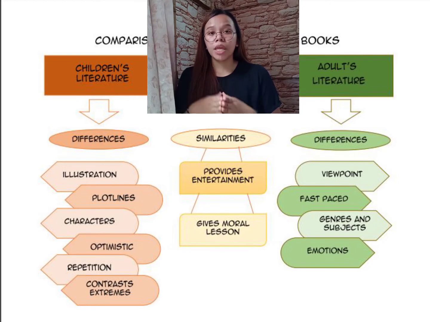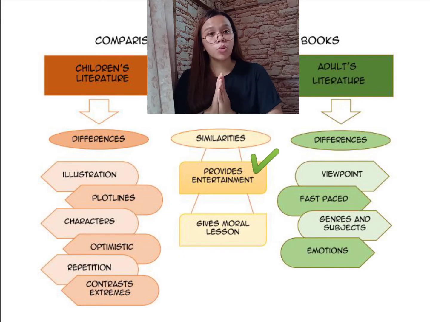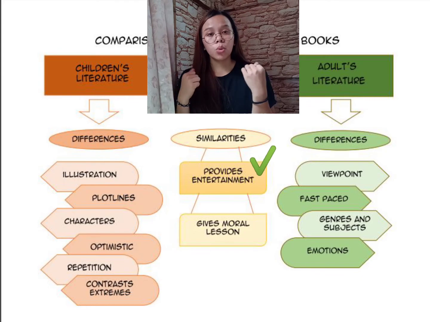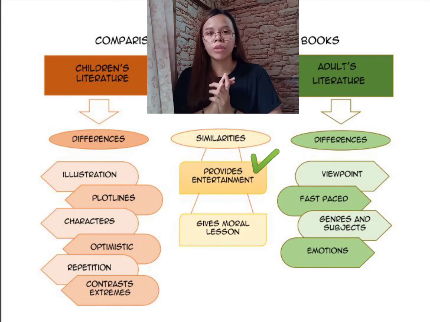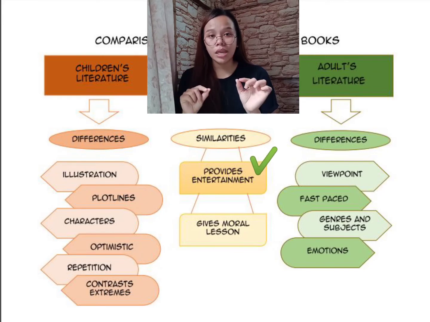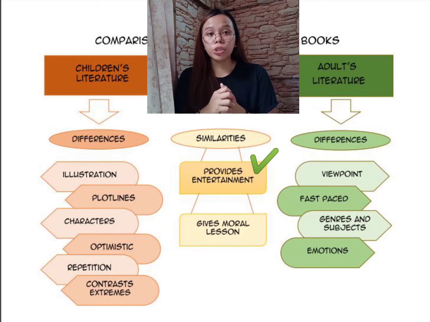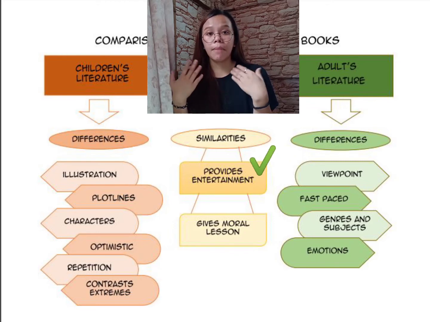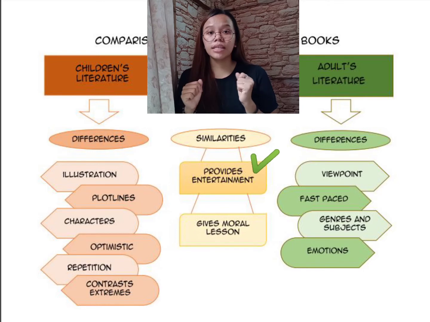Okay, now let us proceed to their similarities. First, it provides entertainment, and the second one is it gives moral lessons. First, it provides entertainment. Both children's and adult books provide entertainment to the readers, of course, whether it's reality or fantasy. It entertains us no matter how simple or complex the story may be. It offers a sense of joy. They can make us laugh or cry by giving us a character we want to care about.